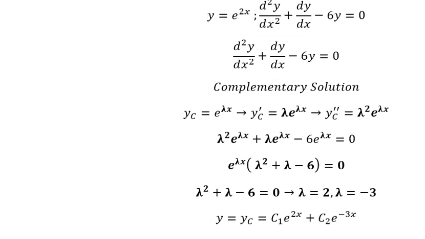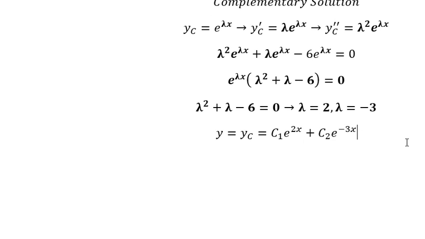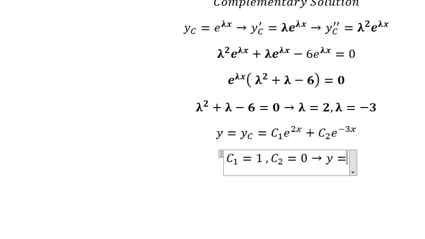And now we go back to this one. We see that we have y equals e to the power of 2s. We have this one in here. So in this situation, because they are constants, we can choose c1 equals 1 and c2 equals 0, and we have y equals this one.